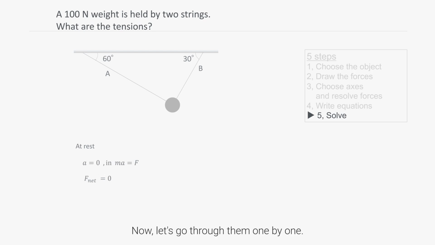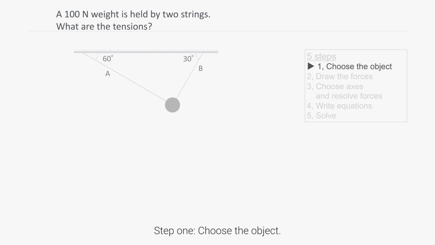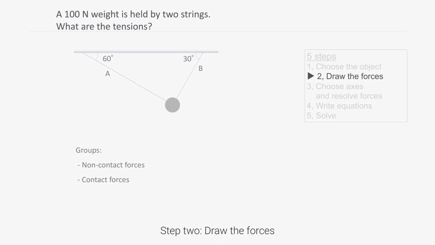Now let's go through them one by one. Step 1, choose the object. Newton's equation is always about one object, not the whole system, not the strings. Here we want the tensions in the strings. So we focus on the ball.